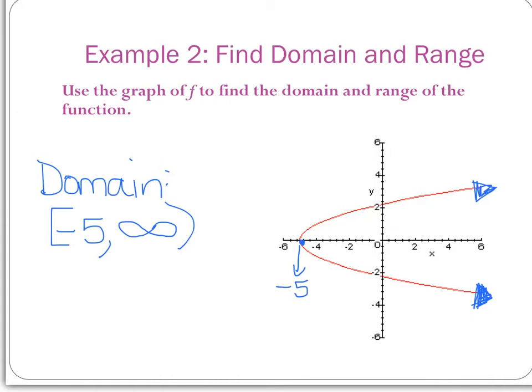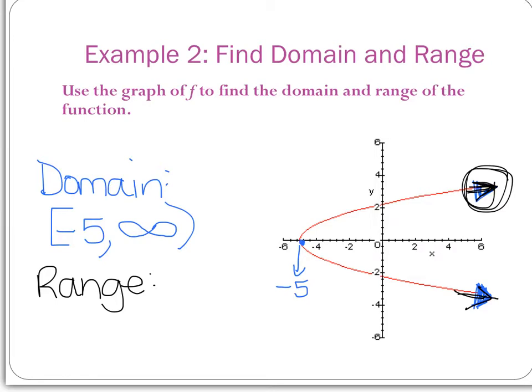Now, our range, because the graph is going up at the same time it's going to the right, right here, it's traveling up and to the right. And right here, this arrowhead travels to the right and downward. Because we're traveling downward infinitely here and upward infinitely here, and the range describes the y values and what's happening vertically on the graph, we would say the range is from negative infinity to positive infinity.